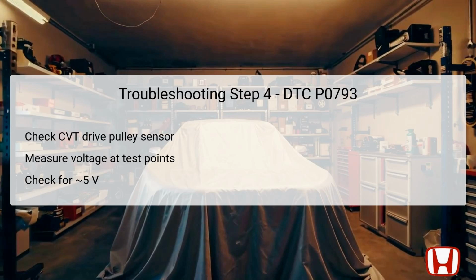In the fourth troubleshooting step, you'll conduct a voltage check directly related to the CVT drive pulley speed sensor's performance. With the vehicle still in the on mode and the CVT drive pulley speed sensor 3P connector disconnected, measure the voltage between 2 specific test points. Test point 1, which corresponds to female terminal number 2 of the sensor, and test point 2, which is terminal number 3 of the same connector. Expect to see about 5 volts at this juncture.